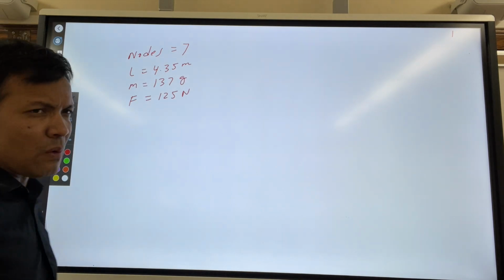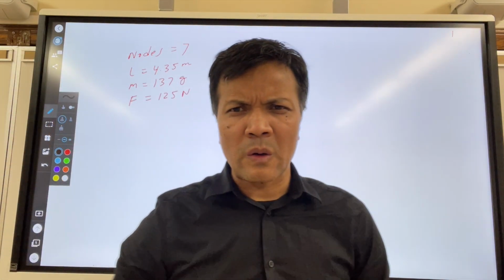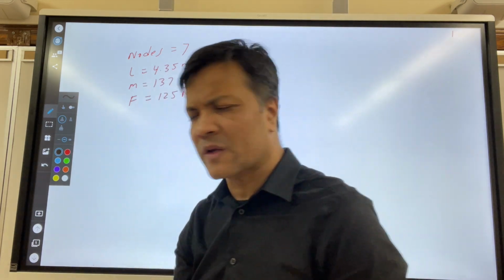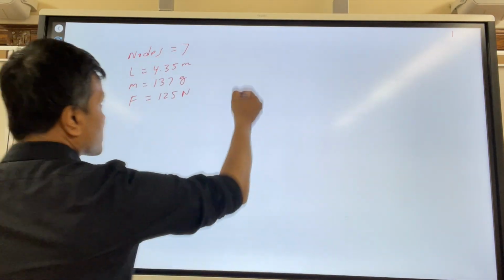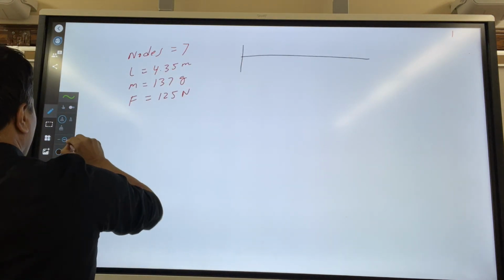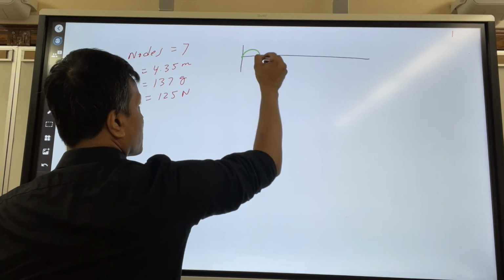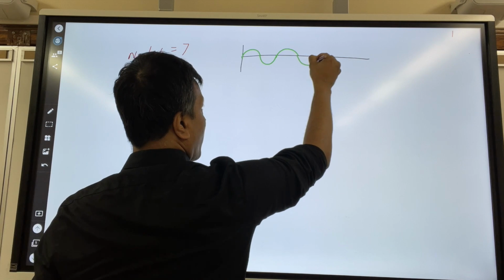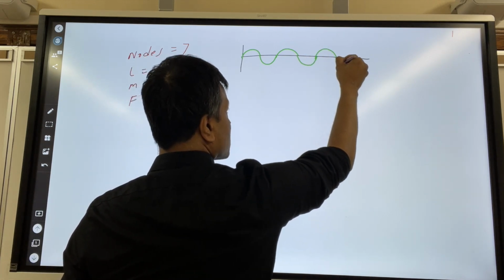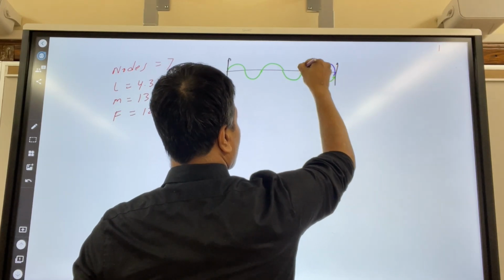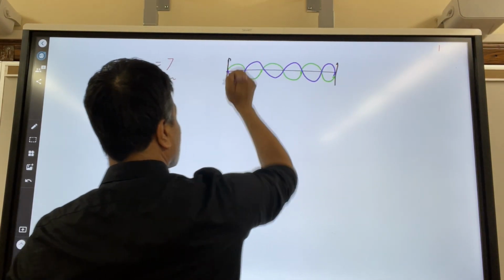7 nodes. So I'm going to have to know what harmonic it is. 7 nodes means 7 minus 1, 6 harmonics. So let's draw the 6 harmonics. What harmonic is this one? First harmonic, second harmonic, third harmonic, fourth harmonic, fifth harmonic, sixth harmonic. I stop because there is a bounce back, equal in magnitude but opposite direction.